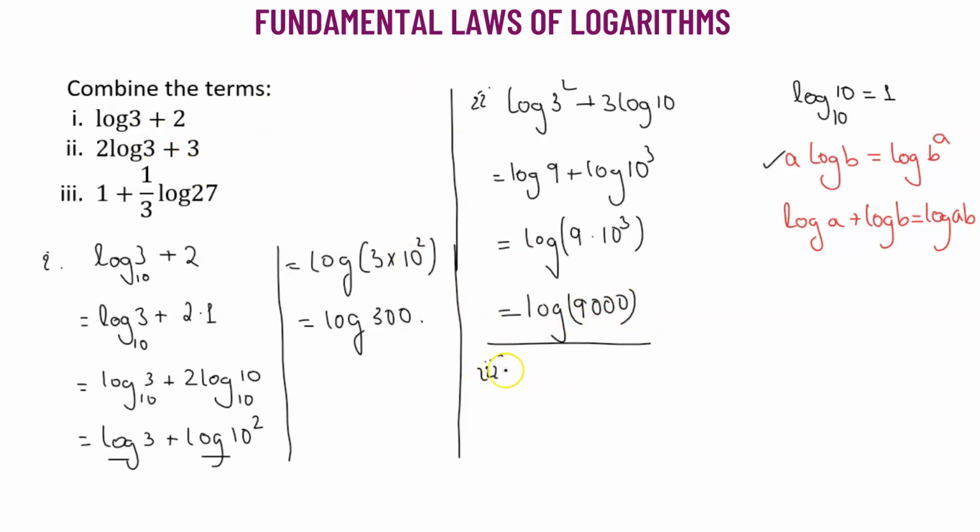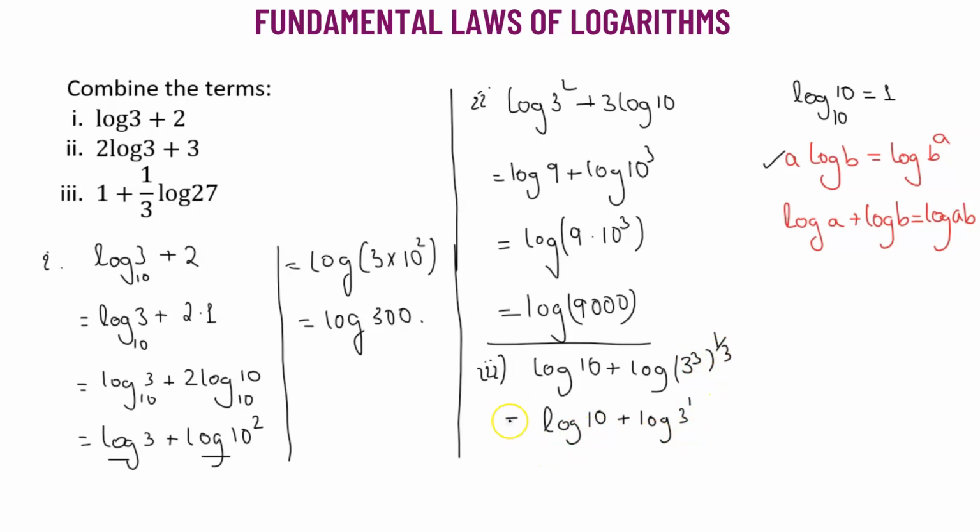So in part 3, we have 1 plus 1/3 log 27. So 1 means we have log of 10 plus log of 27. So 27 is 3 cubed raised to the power of 1/3, which will be log of 10 plus log of 3. So here 3 and 1/3 get multiplied to give us 1.